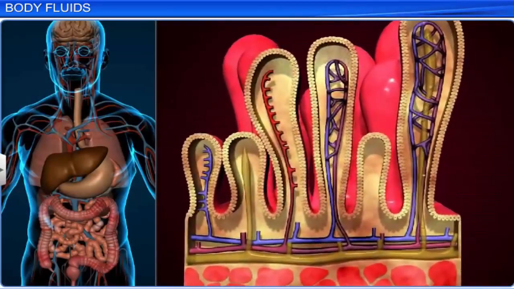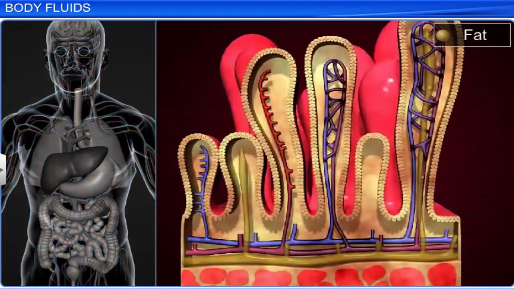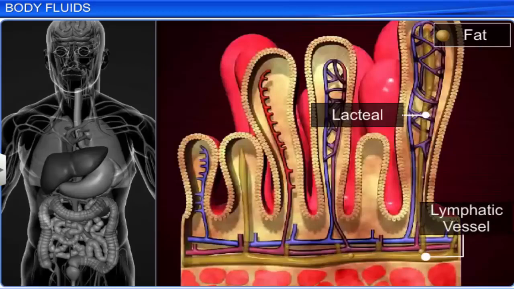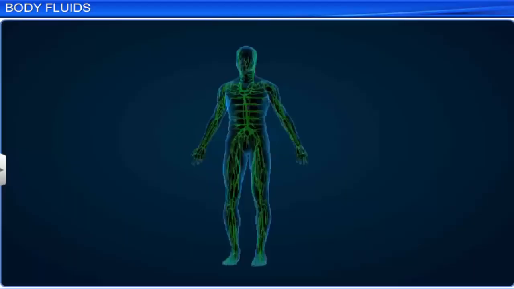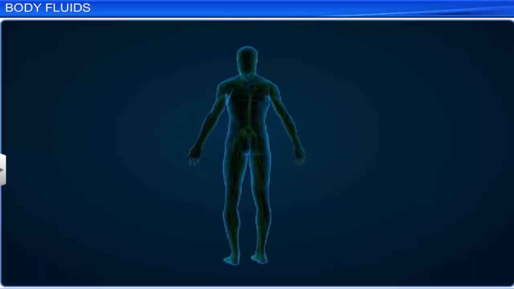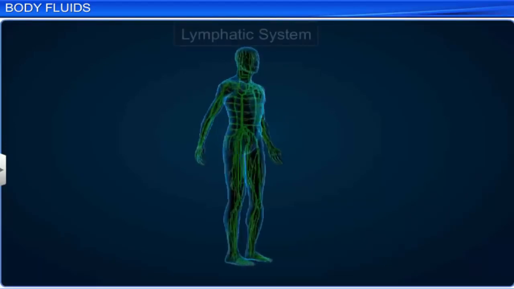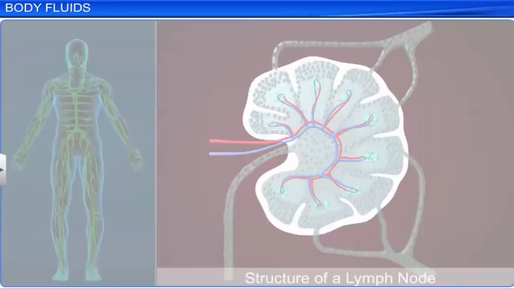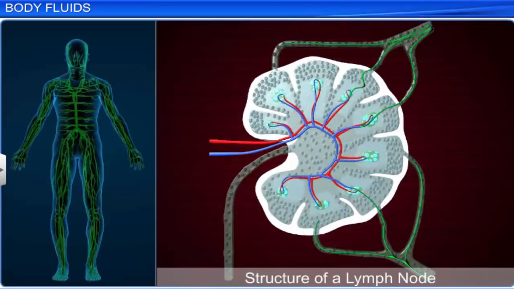Lymph also plays a major role in the absorption of fat through lacteals in the intestinal villi, where the absorbed fat is drained into lymphatic vessels. This network of lymphatic vessels that collects lymph fluid forms the lymphatic system. The collected lymph fluid, along with absorbed fats, is drained into the blood at lymph nodes.